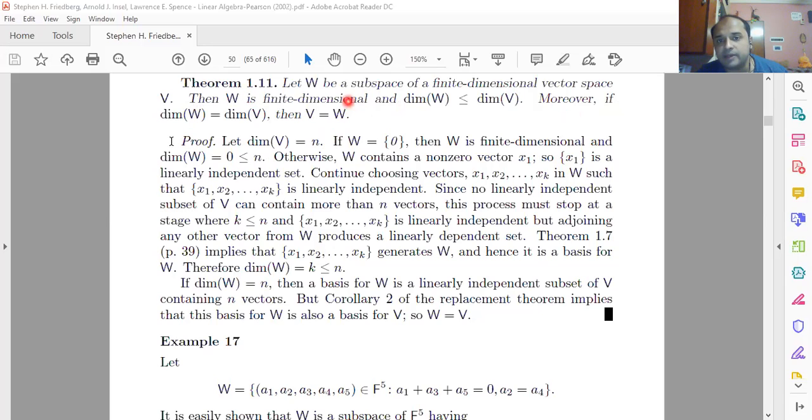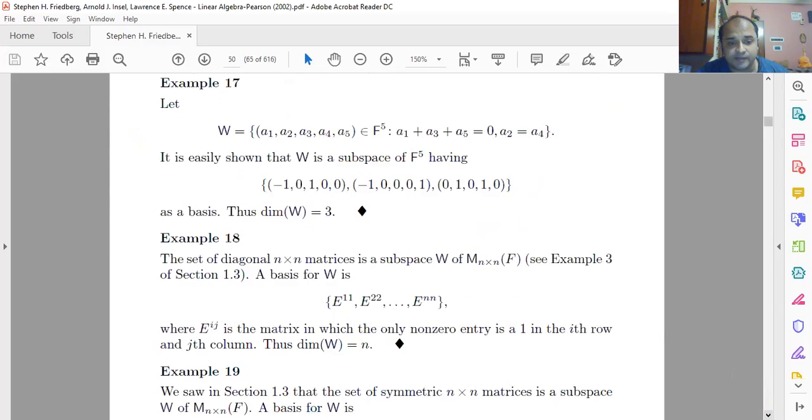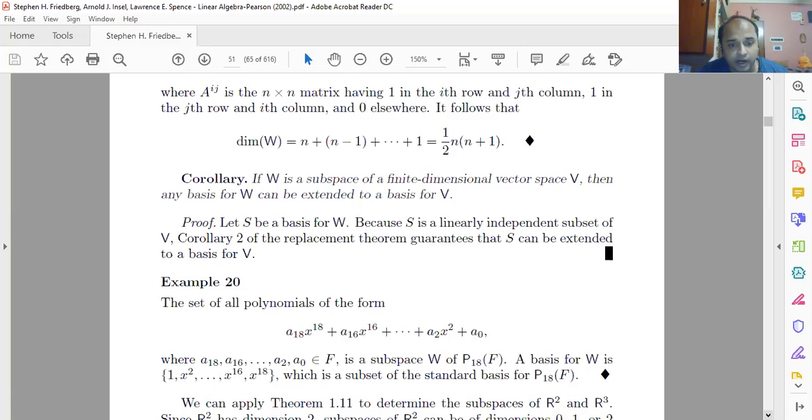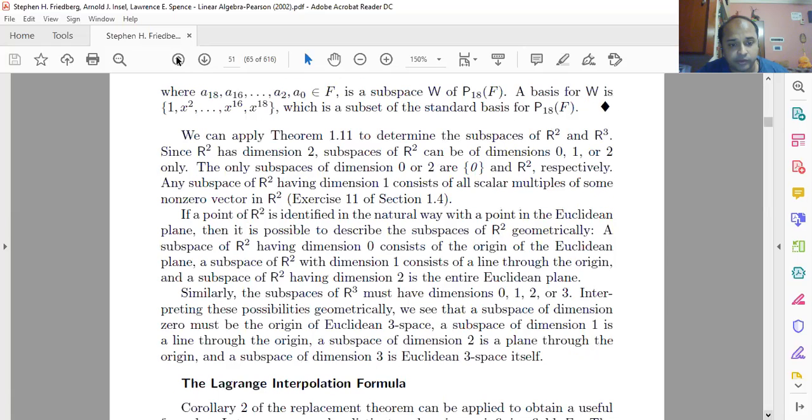If the two dimensions become the same, then actually there is no difference between V and its subspace. Every vector space is a subspace of itself. But otherwise, if W is a non-trivial subspace of the vector space, its dimension will always be lesser. This is a very important result, and many such important results are there in this chapter. You have to go through them, and not only that, you have to memorize them too.